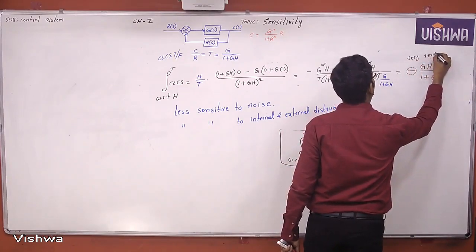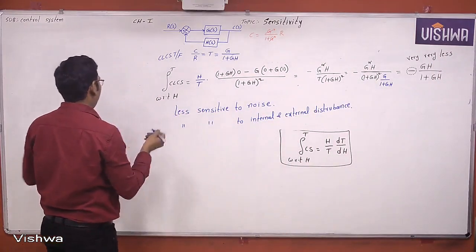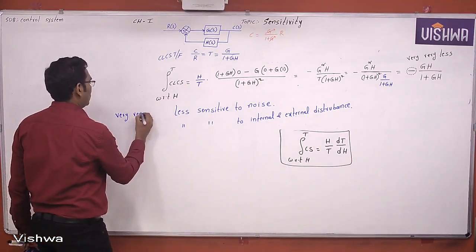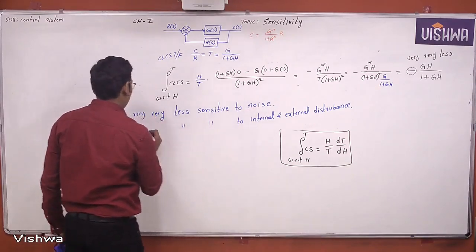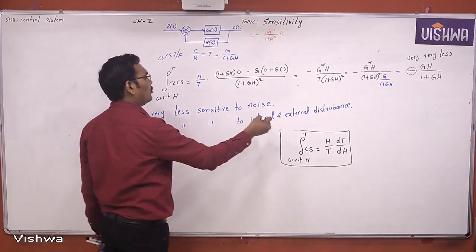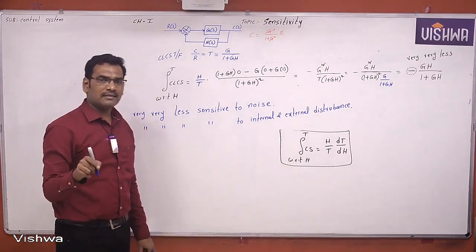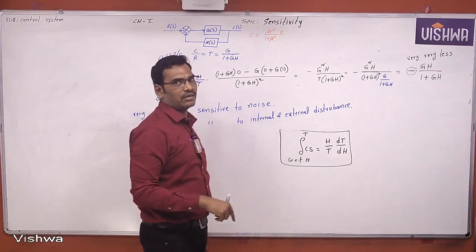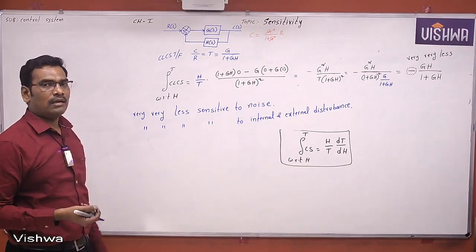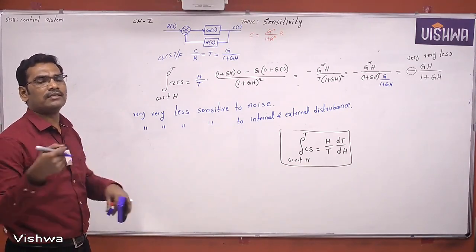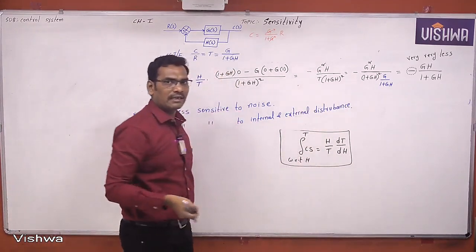Very less. So what is the meaning of that? This is very less sensitive to noise, and very less sensitive to internal and external disturbances. With respect to forward path gain it is less, and with respect to feedback path gain it is very, very less, because the feedback is the main parameter to measure the effectiveness of the system. How effectively the system is working is based on the feedback only. So with respect to feedback, it is working very effectively in the presence of noise.